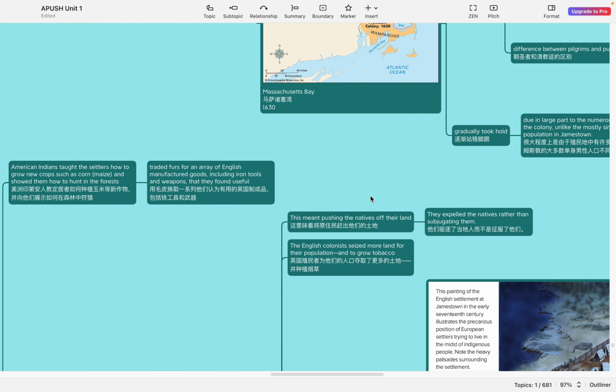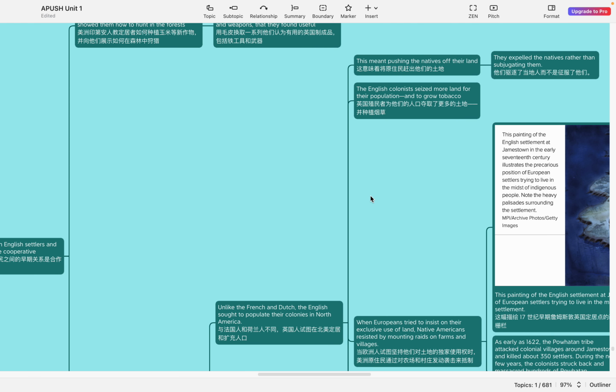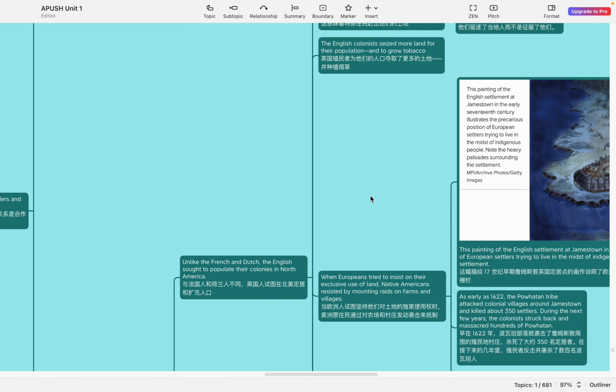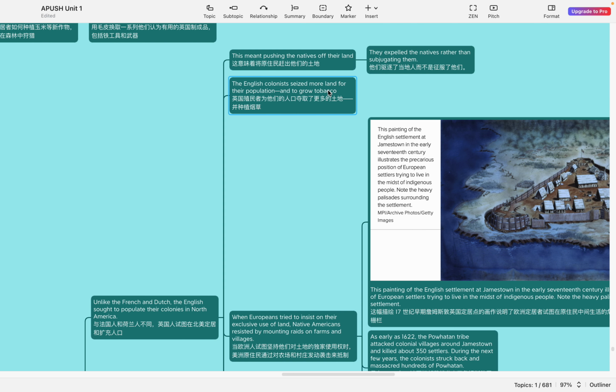The English, being the overachievers they were, had a stronger desire to settle in North America compared to other Europeans. They started adopting policies of displacement and land appropriation for growing tobacco and other cash crops, which naturally led to Native American resistance.